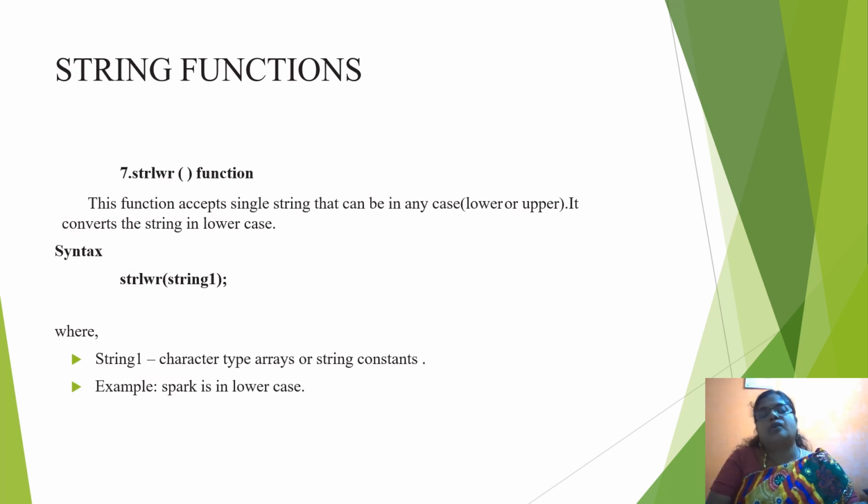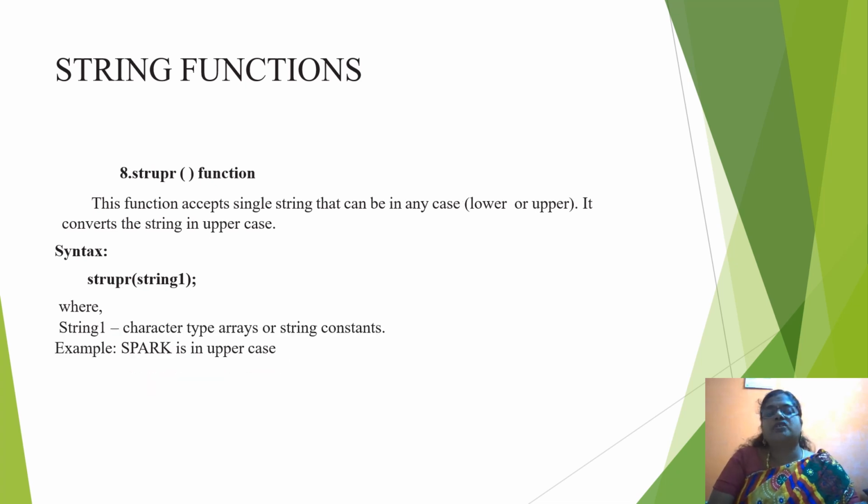The strlwr function accepts a single string that can be in any case, lower or upper. It converts the string to lower case. strlwr(string1), where string1 is a character type array or string constant. Example: "spark" is in lower case.